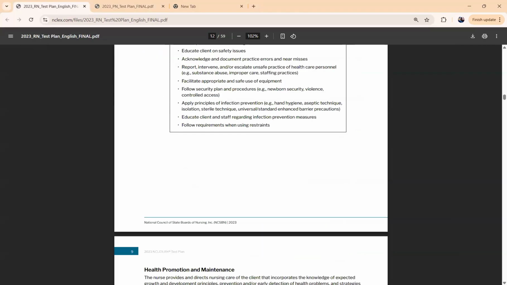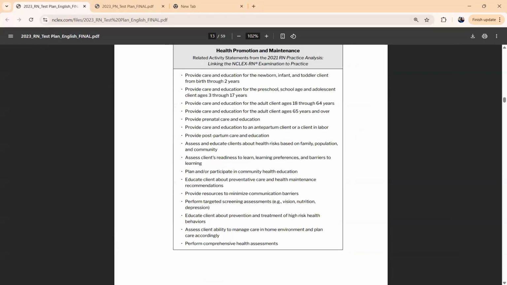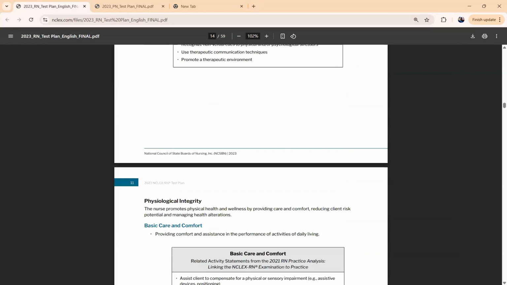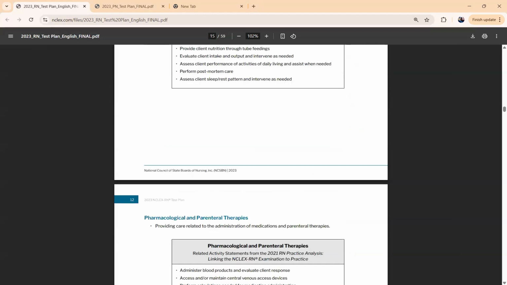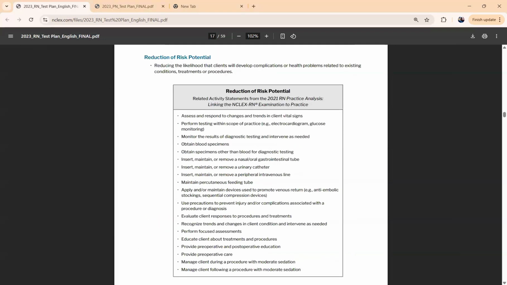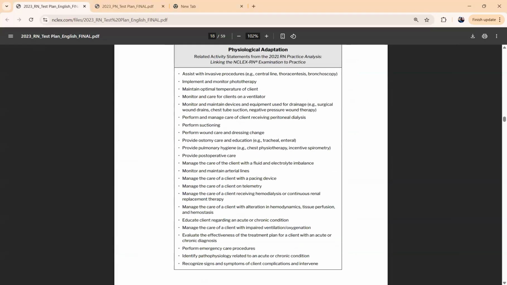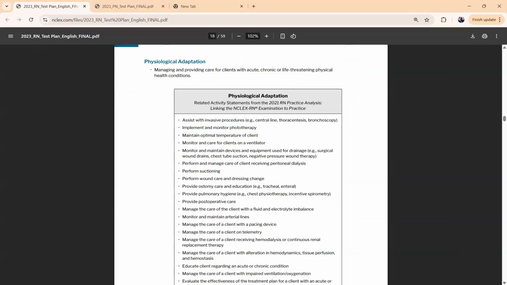Safety and infection control, same thing. You can see health promotion. You can see psychosocial integrity. All the content is there. NCLEX is not hiding anything from you. So if you are failing the NCLEX exam, there's a big problem, and you need to fix that. You need to fix that. Seek help. You need help.